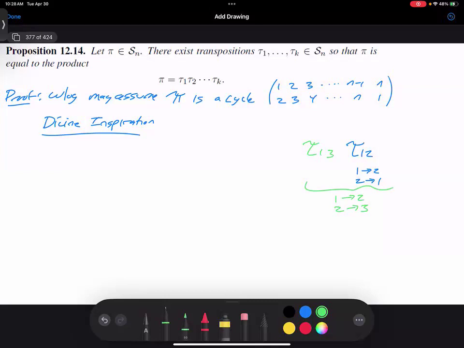And now tau 1, 2 does nothing to 3. Tau 1, 3 sends 3 to 1. So this sends 3 to 1. This does not give us what we want, but it's better than tau 1, 2. I've now got 1 going to 2 and 2 going to 3. What should I try next?